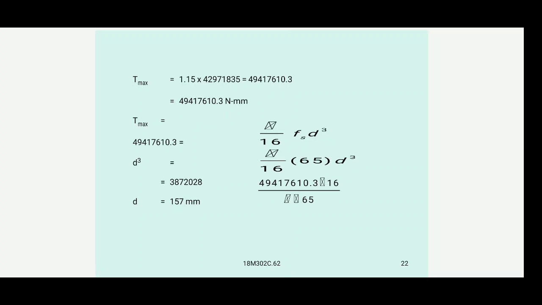And D cube, that is, T maximum is equal to 1.15 into 42,971.83, and T maximum is equal to pi by 16 into Fs into d cube, so d is equal to 157 mm.